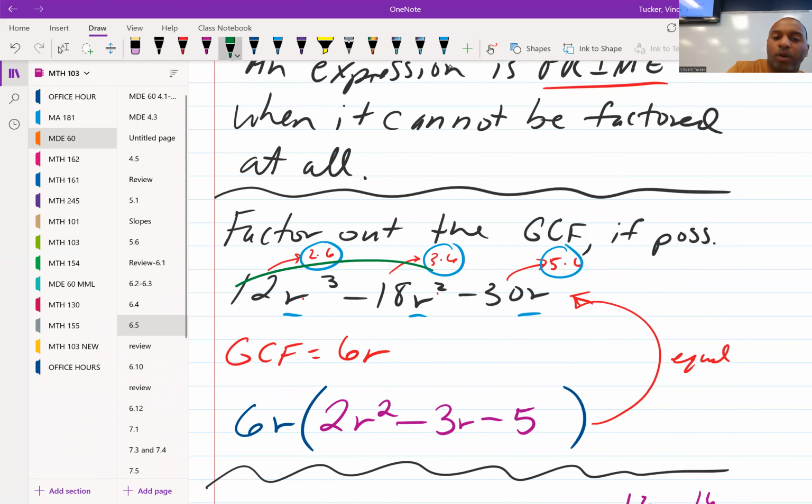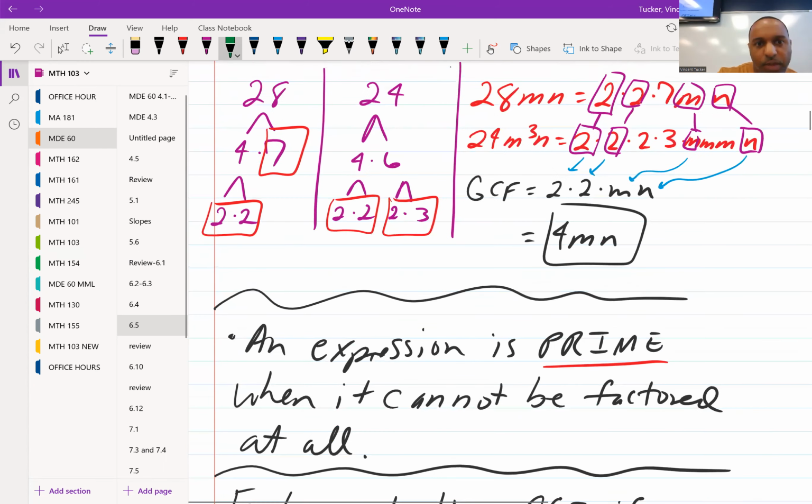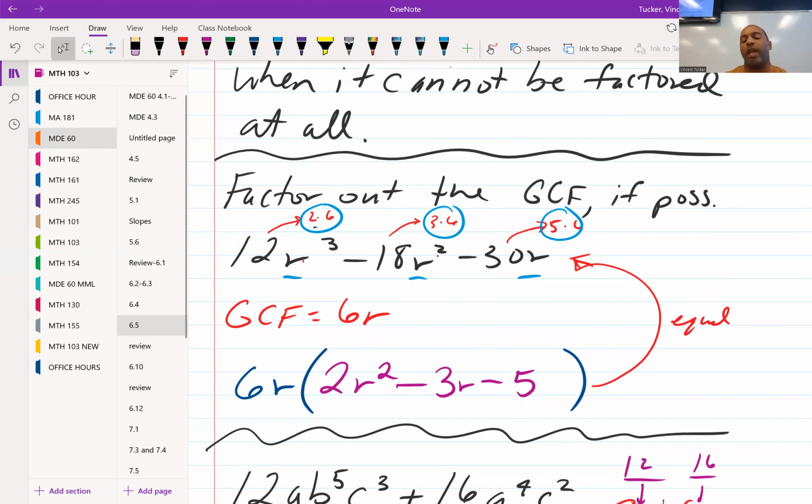But when you're familiar with all the numbers, you don't necessarily have to break them all the way down. So I know that 12 is 2 times 6, 18 is 3 times 6, and 30 is 5 times 6. So I know that 6 is in common with all three. So if you're comfortable with the numbers you're dealing with, you don't necessarily have to break them all the way down to prime numbers. You can just break it down to the numbers that you know are in common with all of them.